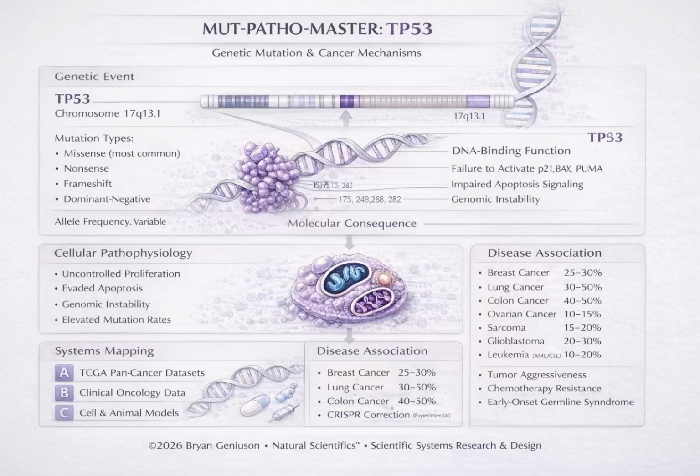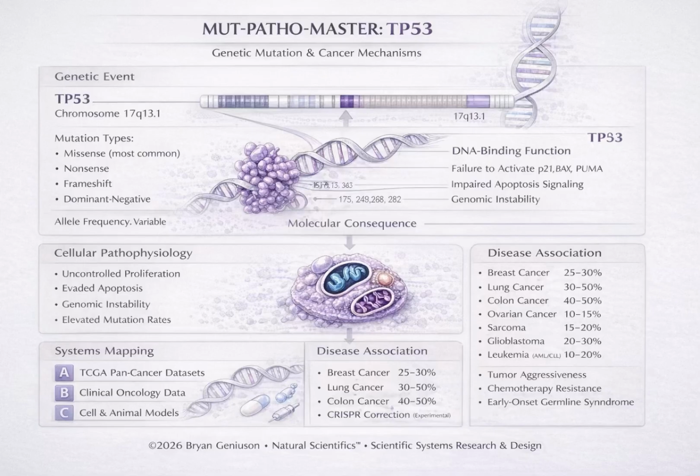At the cellular level, loss of p53 contributes to genomic instability, chromosomal rearrangements, elevated mutation burden, dysregulated mitochondrial signaling, and metabolic shifts toward aerobic glycolysis. These alterations increase clonal heterogeneity within tumors, enhancing adaptability and therapeutic resistance.